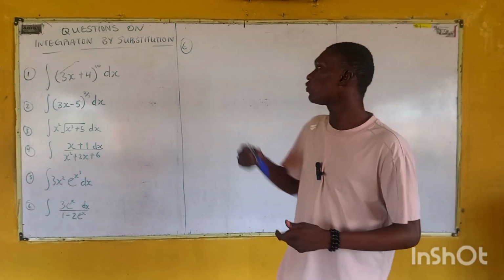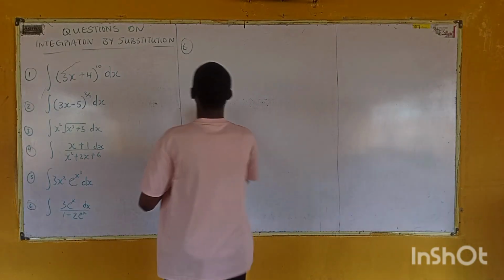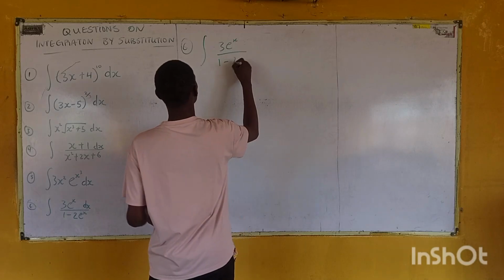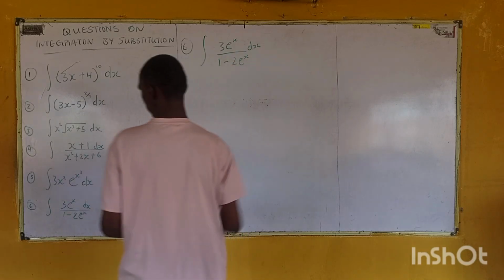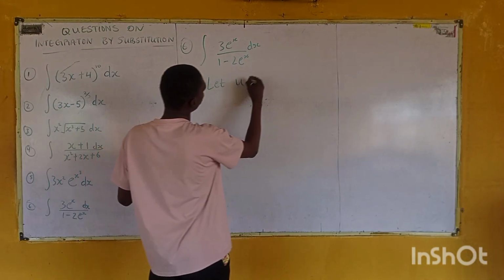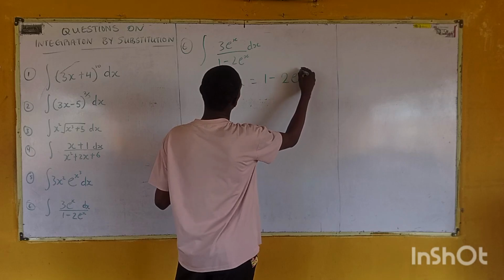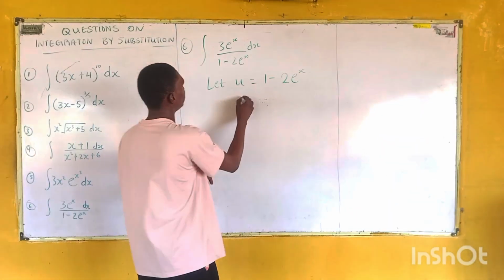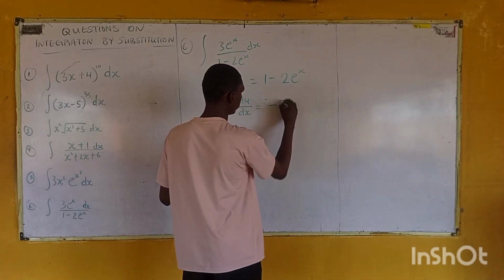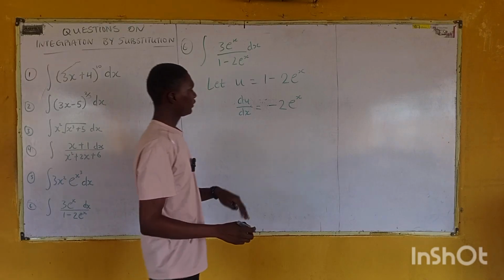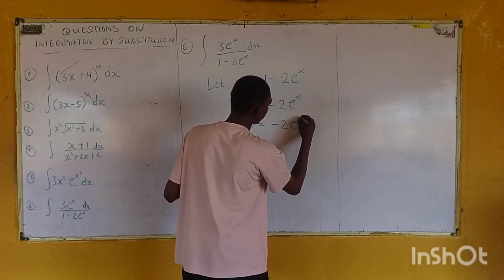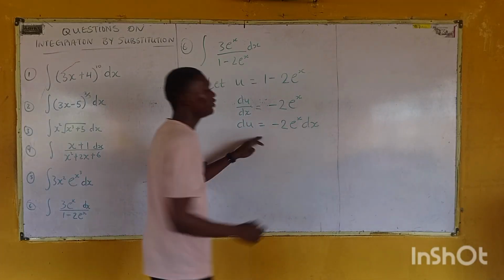All right. For question 6, we have the integral of 3 exponential raised to power x over 1 minus 2 exponential raised to power x dx. In this case also, we are still following the same step. Let our u be equal to 1 minus 2 exponential raised to power x. So if u is equal to this, therefore du over dx will be equal to minus 2 exponential raised to power x. Now du will be equal to minus 2 exponential raised to power x dx, if we cross multiply.